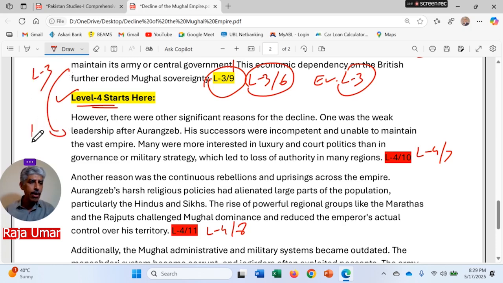Here we had level 3. Now we are at level 4. We are going to discuss the other reasons as well. One was the weak leadership after Aurangzeb. His successors were incompetent and unable to maintain the vast empire.